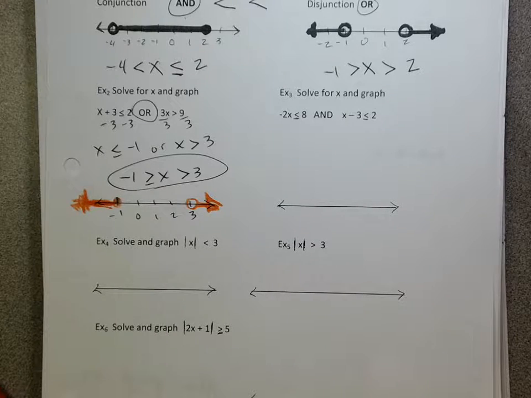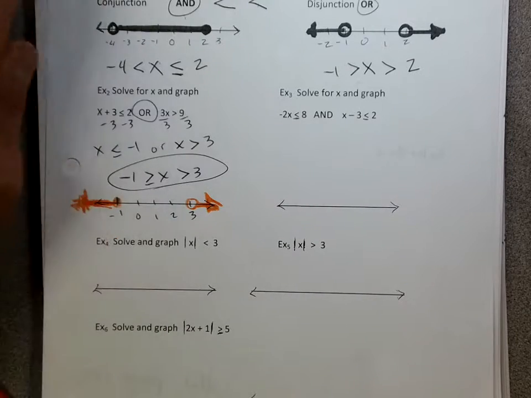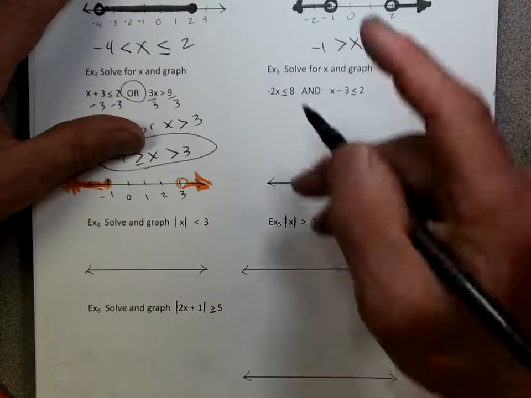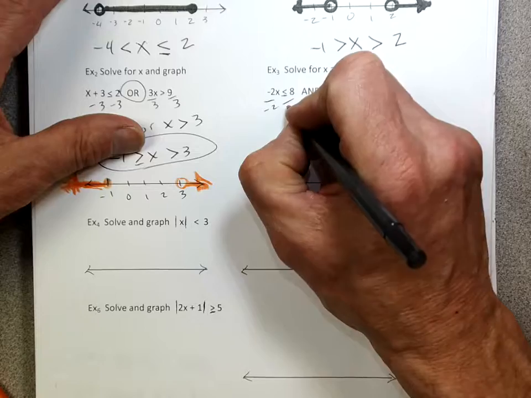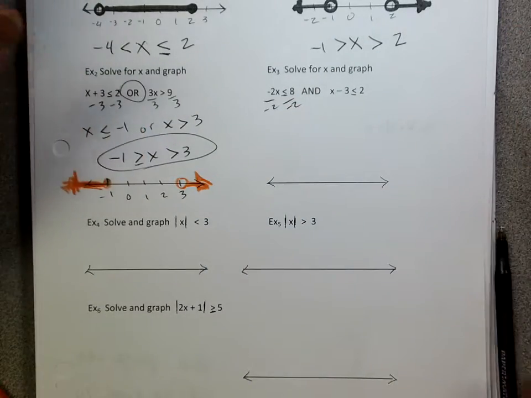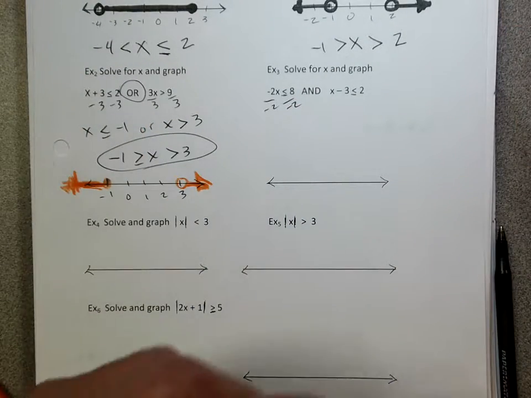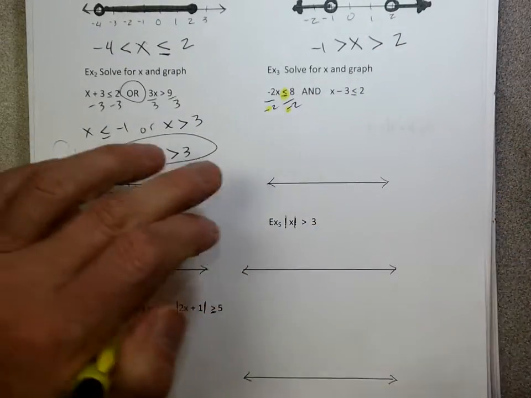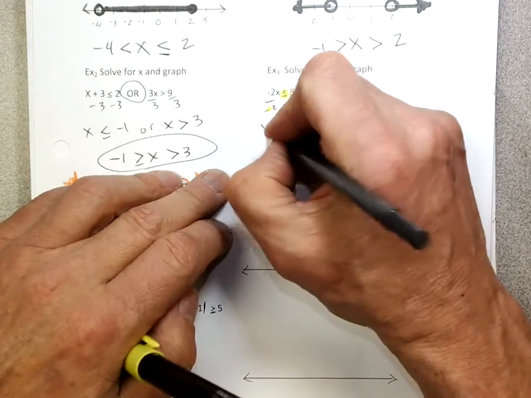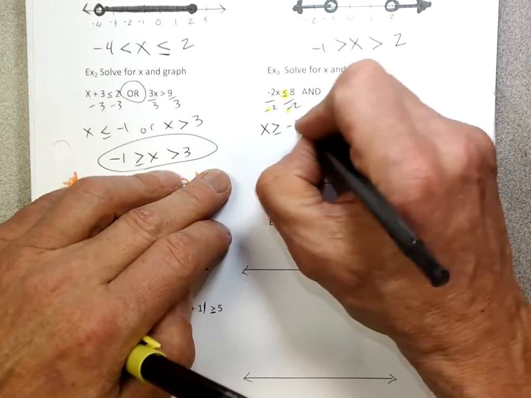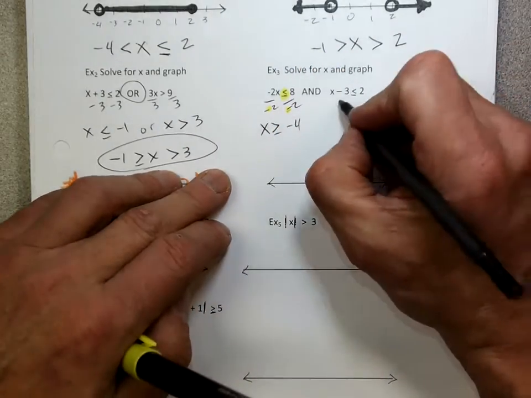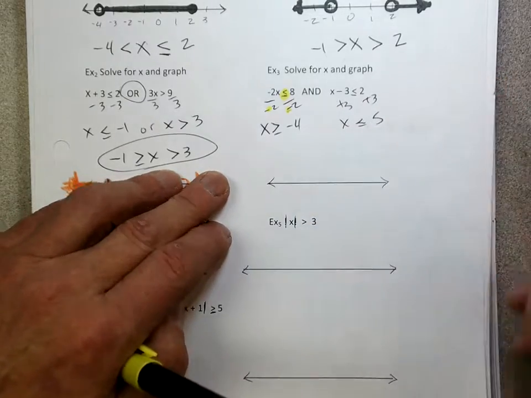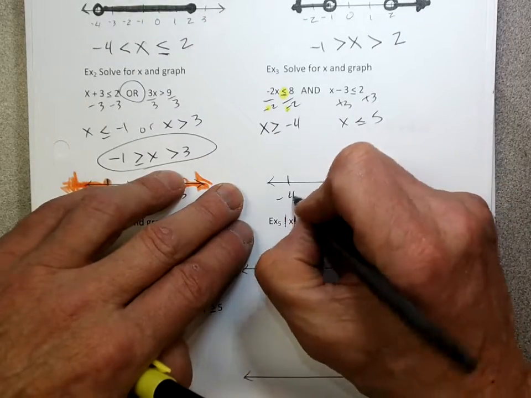Example 3 says it's an and statement, so let's go ahead and, am I going too fast? I'm okay? Okay, so divide by -2, but divided by a negative, what am I going to do? Flip the sign, right? So I flip the sign and make it x is greater than or equal to negative 4. Plus 3, plus 3. Look at x is less than or equal to 5. Put my negative 4 down.